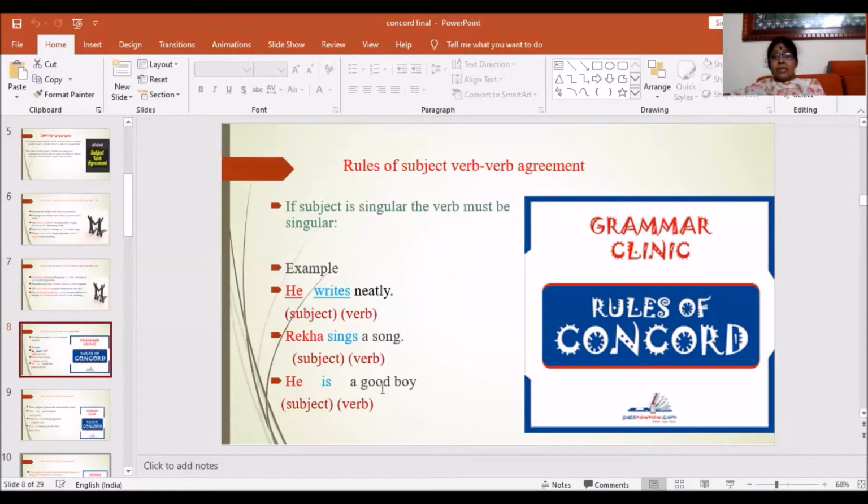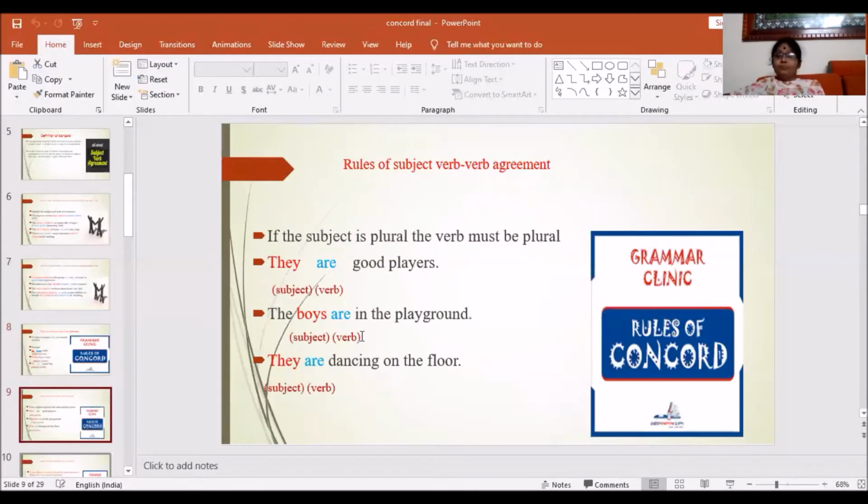He is a good boy. Which is our subject? He. Is he singular? Yes. So, our verb is also singular. So, what do we learn? If a subject is singular, the verb must be singular, right? Example: he writes neatly. Rekha sings a song. He is a good boy. Now, let us move to the next rule.